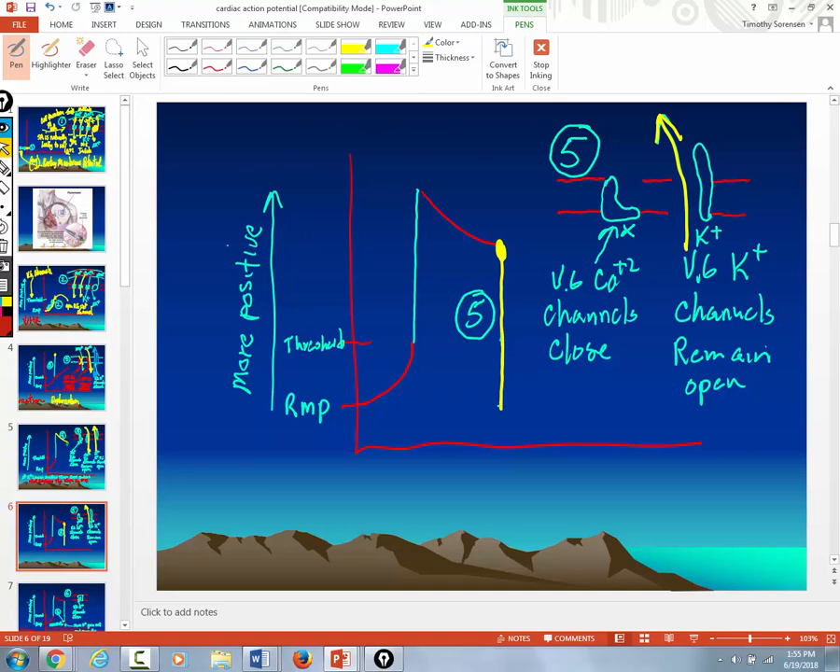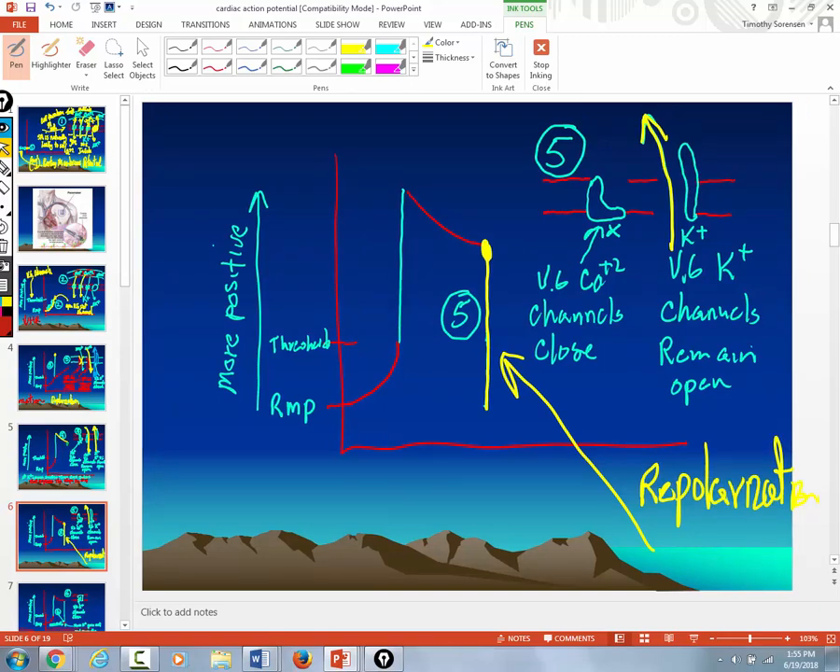And because you are bringing the charge inside that heart cell back to resting, that's called repolarization. So potassium causes repolarization of heart cells. What causes depolarization? Sodium and, to some degree, calcium, but it's mostly sodium. What causes repolarization? The movement of potassium out of the cell. Say yabba, guys.